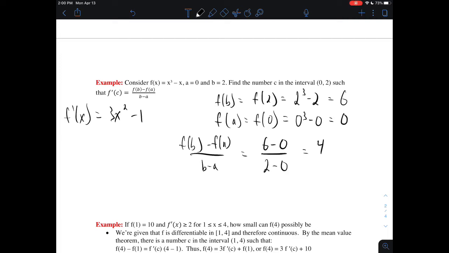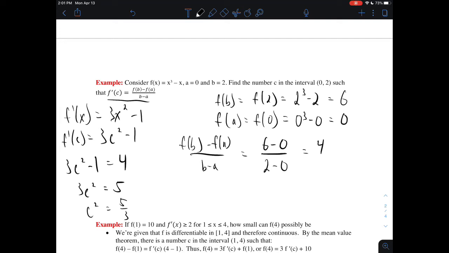So then we're trying to find a number c that solves this equation. f prime of c equal to that number 4 that we just got. So f prime of c would be 3c squared minus 1, and we would just set that equal to 4. So this gives us 3c squared equal to 5, c squared equal to 5/3, which means that I either have c equal to positive square root of 5/3 or c is equal to negative square root of 5/3.